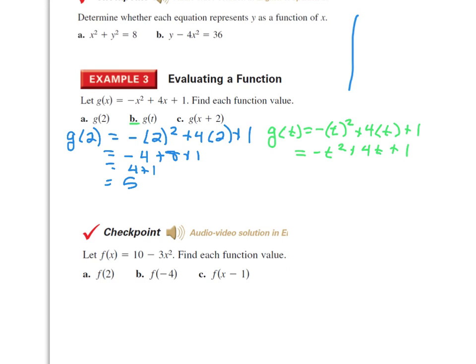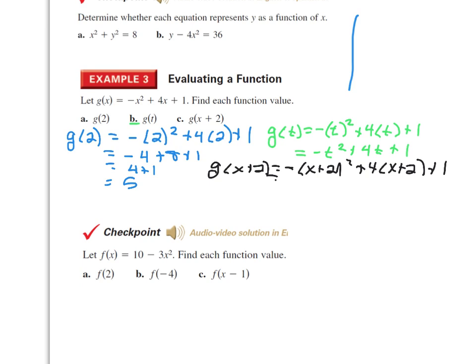So the next one, this is the one that gets people, and don't let it get you. Again, if you use the parentheses, so we're going to do g of x plus 2. So wherever there's an x, we put parentheses and replace it with x plus 2. All right, so now we're going to go through and solve this.